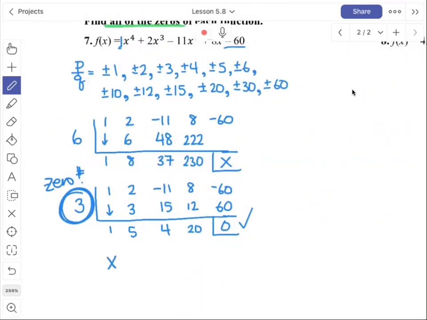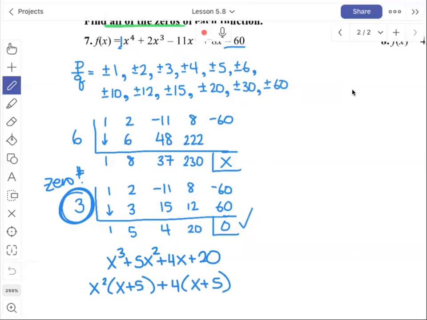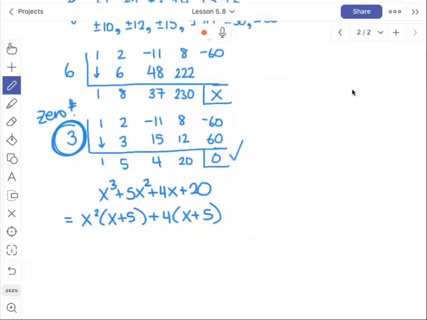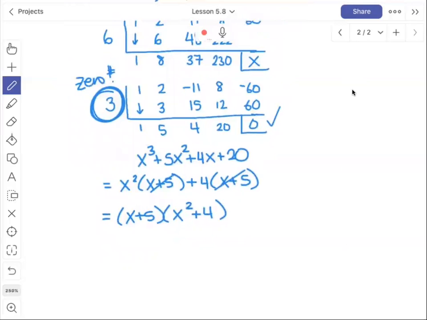if this is factorable, let's see if this is factorable. It looks like it might be. Okay, so this is going to be x cubed. The reason why it's cubed is because the original one is 4. You always go 1 less than that. Pull out the x squared. Pull out the 4. Ooh, and we get twins, guys. This is good. All right, so then we get x plus 5, and we're left with x squared plus 4. Yay, we are factored.